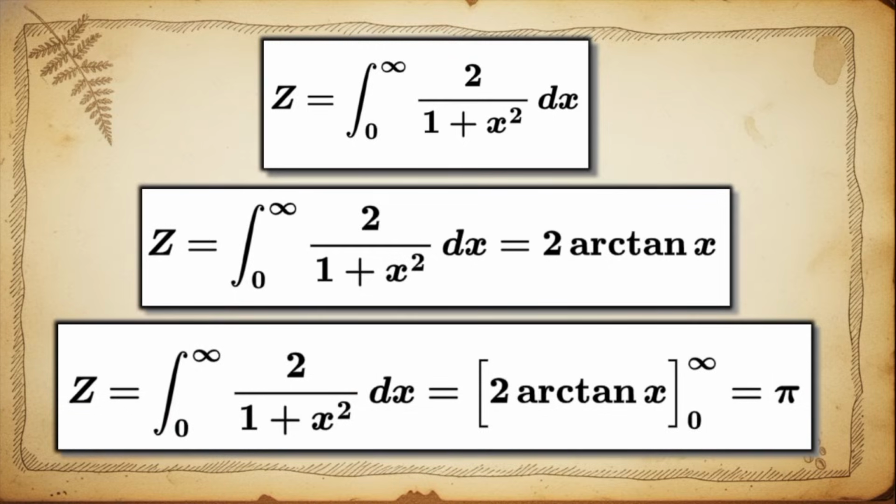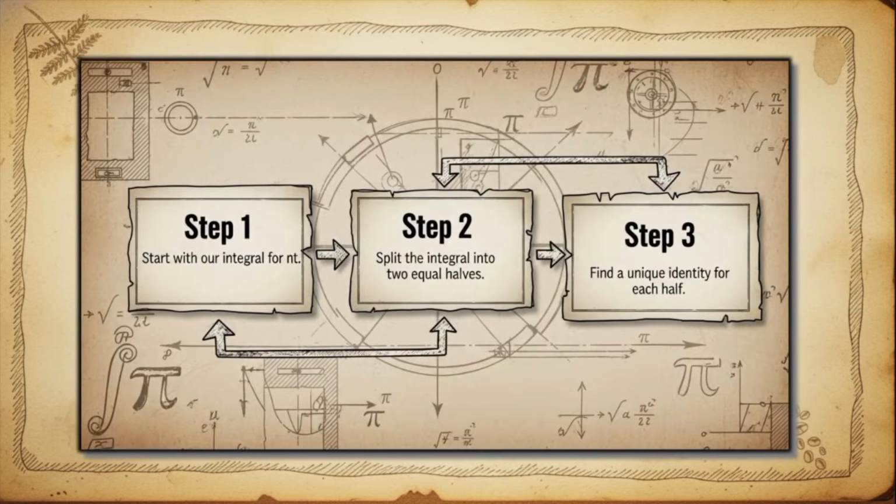So here's our game plan. It's actually a pretty straightforward 3-step process. First, we start with our integral for pi. Second, we're going to split it right down the middle into 2 pieces. And third, this is the cool part, we're going to find a totally unique identity for each of those halves. This is really where all the magic happens.